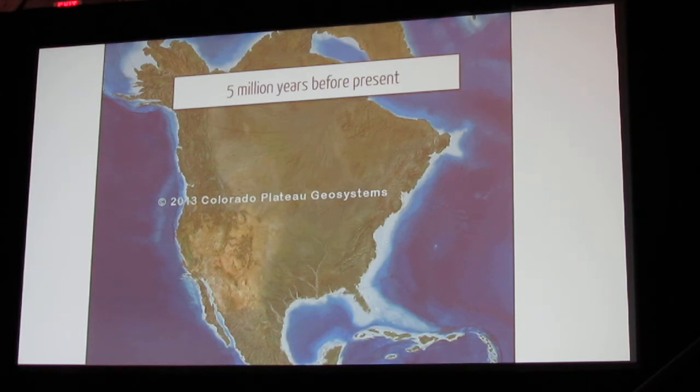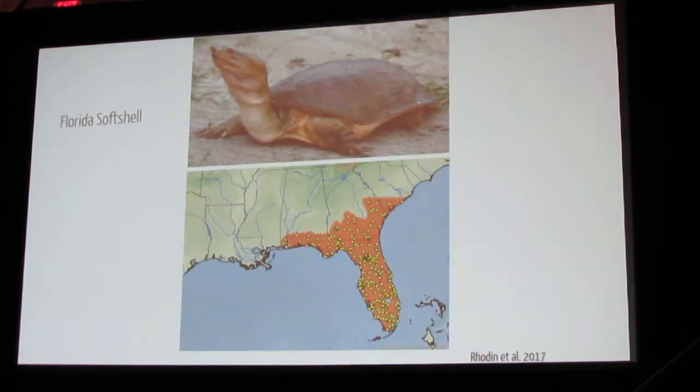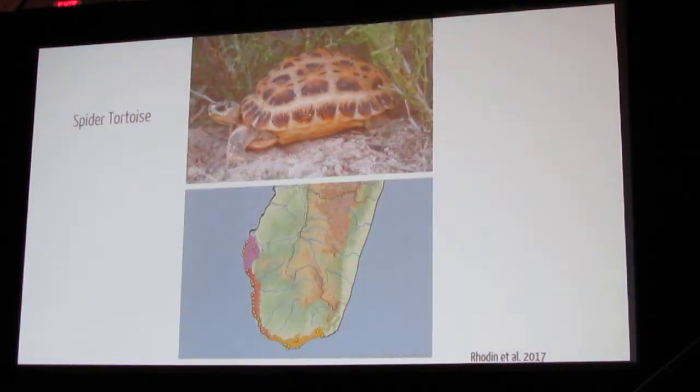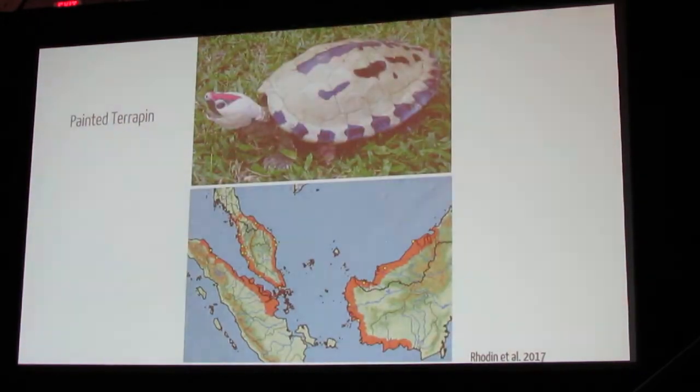We have this change in sea levels and change in the shapes of continents. The second fact I'd like you to be aware of is that if you spend a lot of time looking at range maps of turtles, as I have done, you will notice many ranges like this that really tightly hug coastlines. This is the Florida softshell. It's basically isolated to peninsular Florida. This is a highly endangered tortoise from southern Madagascar called the spider tortoise. This is the painted terrapin in Southeast Asia.